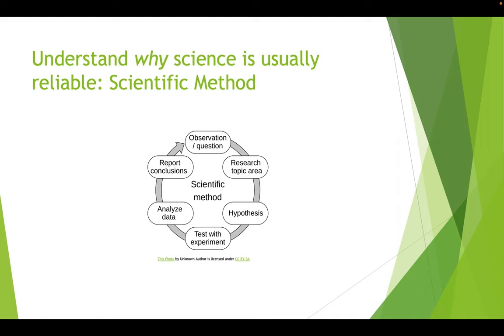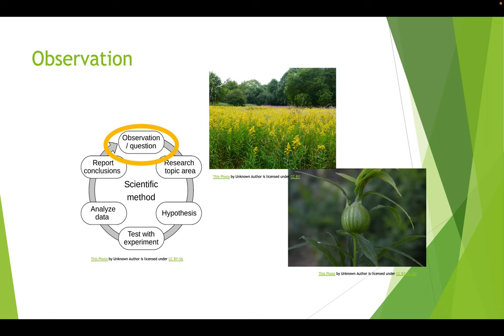So first, let's talk about why science is reliable. Well, it's because we utilize the scientific method, which I know you've all heard of before, but we'll review the steps. So the scientific method begins with an observation. We notice something about the natural world.